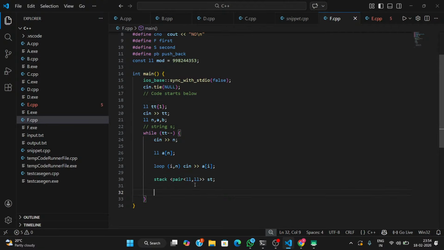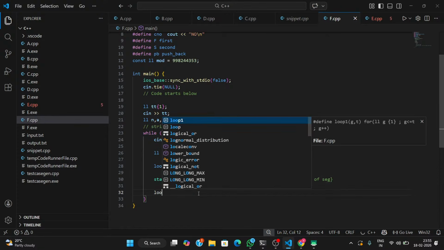And now what does this stack represent? This stack represents the start index of a segment. What is a segment? A segment that starts with one, right? Comma, the max element of the segment, right? That's what our pair stores. Okay.